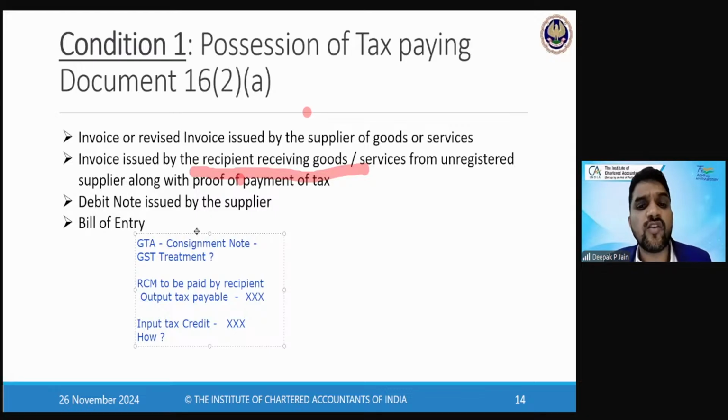We will issue an invoice along with proof of payment. The recipient raises the invoice on his own. Correct. So that is called a self-invoice. In such cases where the supplier is unregistered and you have to pay GST, you will raise a self-invoice, which is this second part that I am speaking about here. That invoice issued by the recipient receiving the goods or services from an unregistered supplier along with the proof of payment of tax.